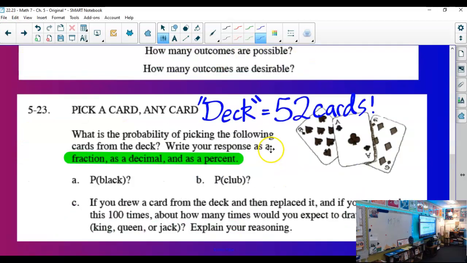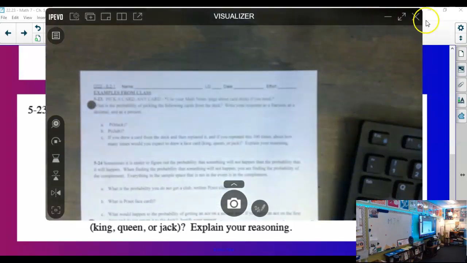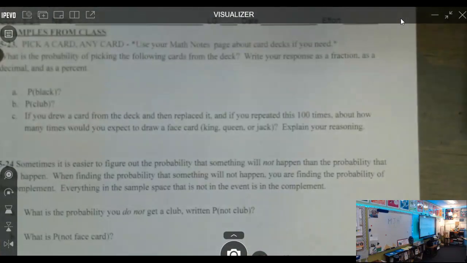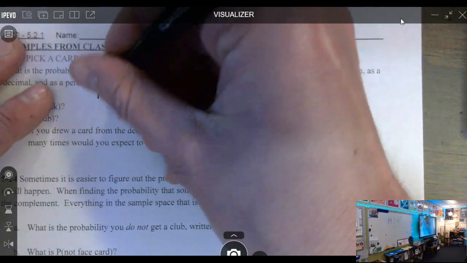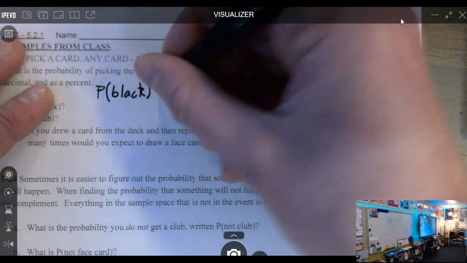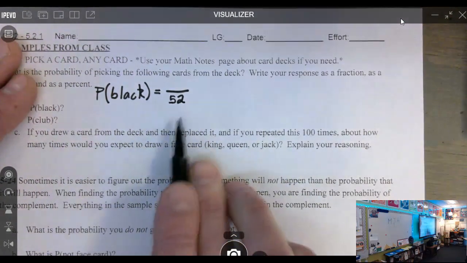So 52 cards total. So June, as you and Gabe were talking about the probability of a black card, can you tell me what you guys said for that? Did you guys talk together? Take the moment now. You guys are working together. This is 13 and 4. This is 13. Wait, how many black cards?